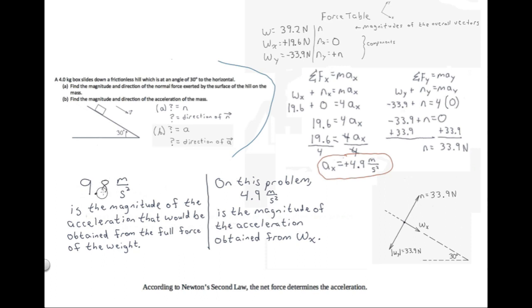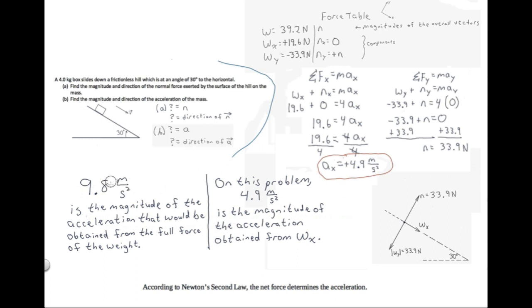Well, free fall acceleration, 9.8 meters per second squared, is the magnitude of the acceleration that would be obtained from the full force of the weight. But on this problem, a sub x is not being generated by the full force of the weight. A sub x is being generated only by the x component of the weight. Since a sub x is generated only by the x component of the weight rather than by the full weight, it makes sense that the magnitude of a sub x is less than the magnitude of free fall acceleration.